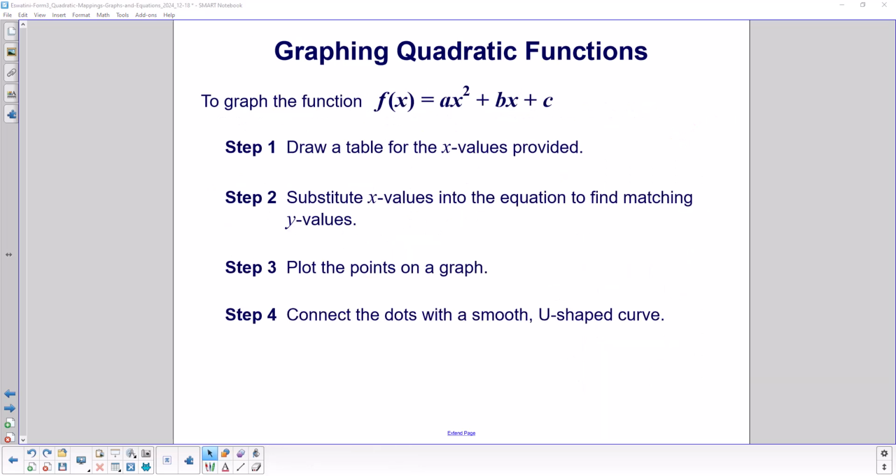To graph the function f of x equals ax squared plus bx plus c, Step 1. Draw a table for the x values provided. Step 2. Substitute x values into the equation to find matching y values. Step 3. Plot the points on a graph. And Step 4. Connect the dots with a smooth U-shaped curve.